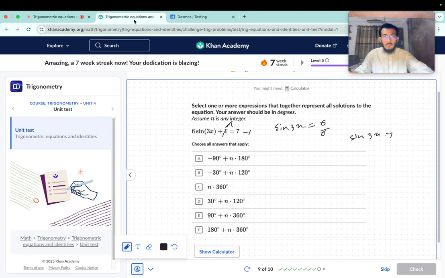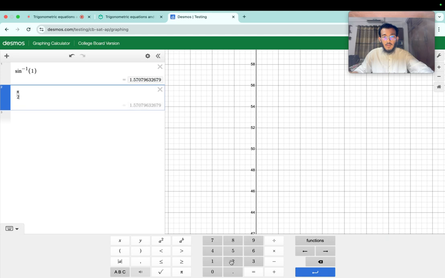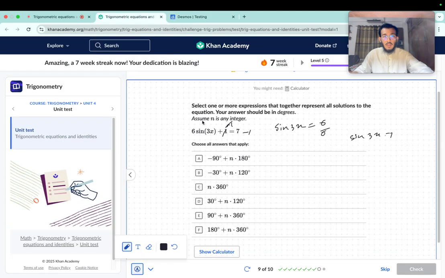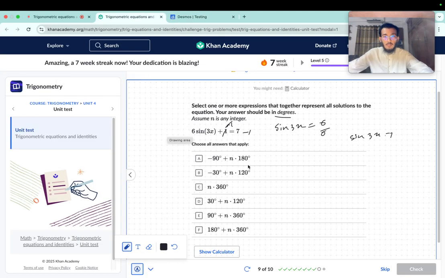Sorry, what's wrong? 6 by 6, yeah. Sine inverse 1 is the same as pi by 2. Okay, 90 degrees. Oh, okay, we want our answer in degrees. It doesn't matter. This is pi by 2 times 180 by pi. It's 90. Yeah, sine 90 is 1.